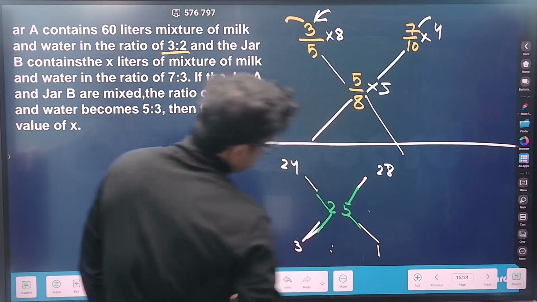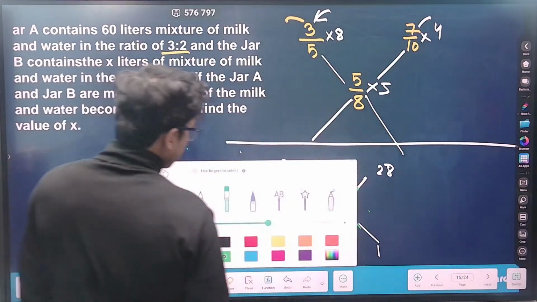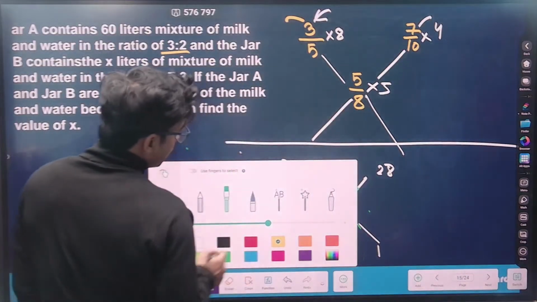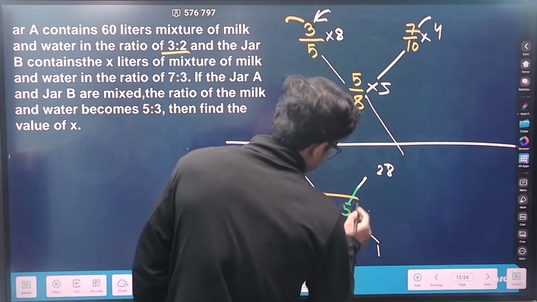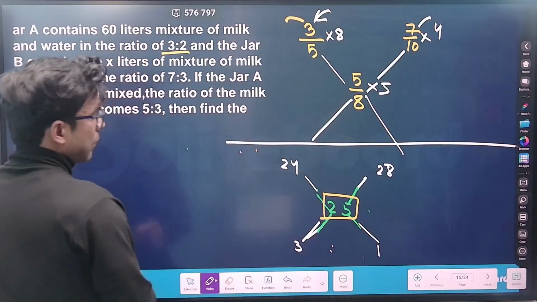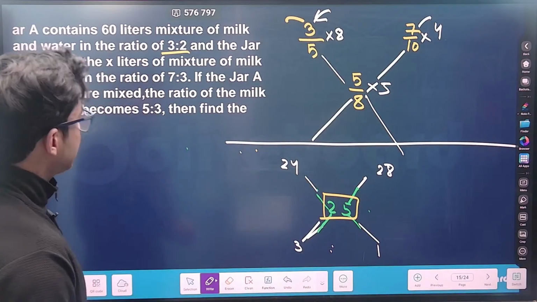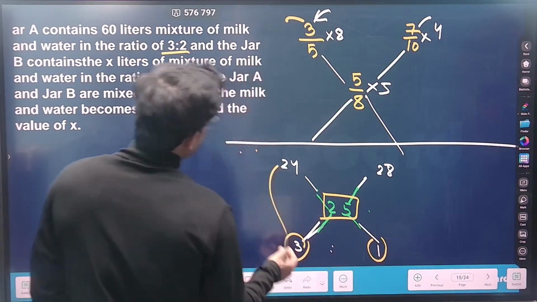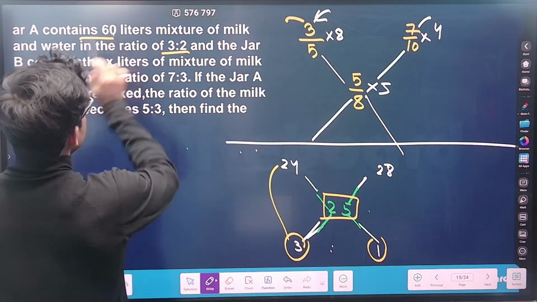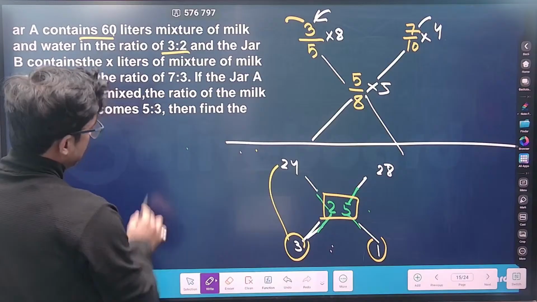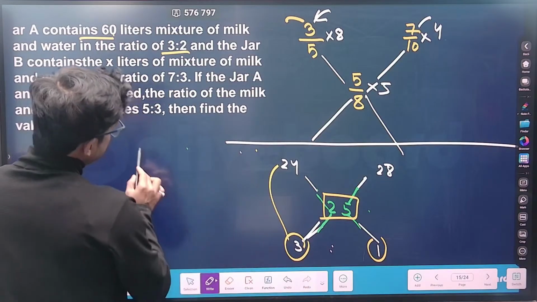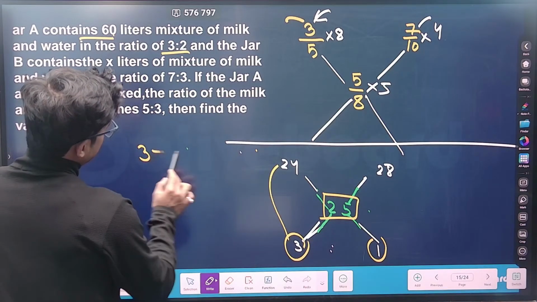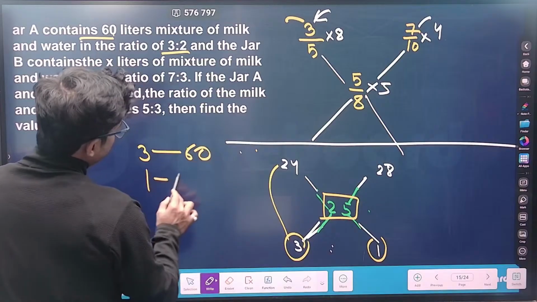Okay. Now the question here comes. What is the question now? If this is 25 and the ratio becomes 3:1, this is basically milk, and this is also milk. In the mixture, jar A contains 60 liters of mixture. So according to me, jar A contains 3 parts. So 3 would be equal to 60, 1 would be equal to 20.